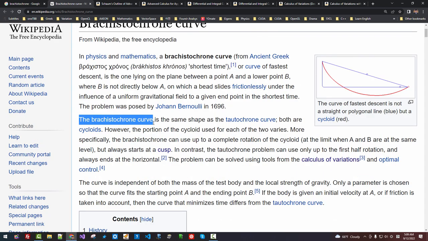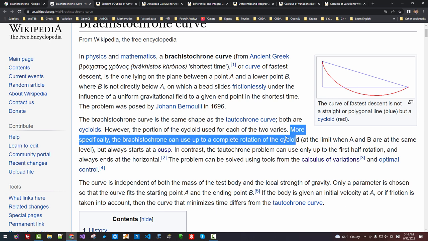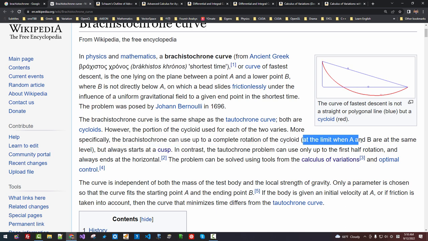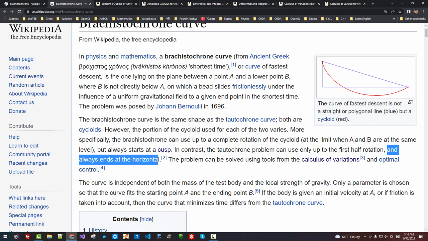The brachistochrone curve is the same shape as the tautochrone curve. Both are cycloids. However, the portion of the cycloid used for each of the two varies. More specifically, the brachistochrone can use up to a complete rotation of the cycloid at the limit when A and B are at the same level, but always starts at a cusp. In contrast, the tautochrone problem can use only up to the first half rotation and always ends at the horizontal.